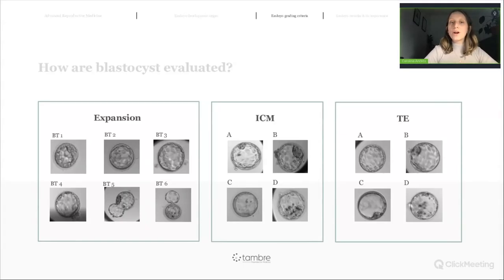The most important part is that embryos graded A or B, either for inner cell mass or the trophectoderm, are considered good quality embryos.